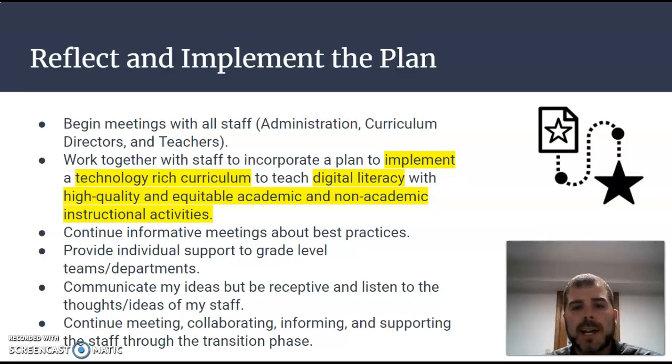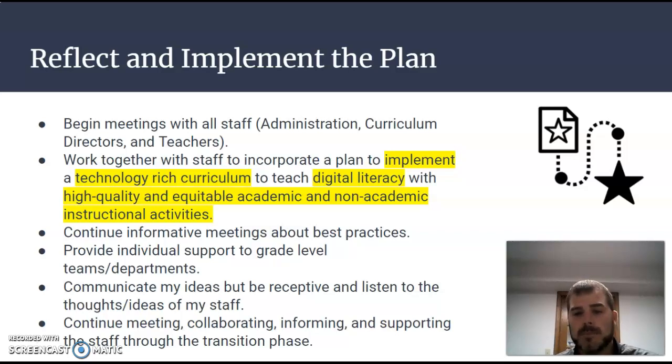Now we're going to reflect and implement the plan. If I was to implement this plan, the first thing I would do is begin meetings with all of our staff. That would include the administration, curriculum directors, and teachers. Then I would work together through all of these meetings with staff to incorporate a plan to implement a technology-rich curriculum to teach digital literacy with high quality and equitable academic and non-academic instructional activities.